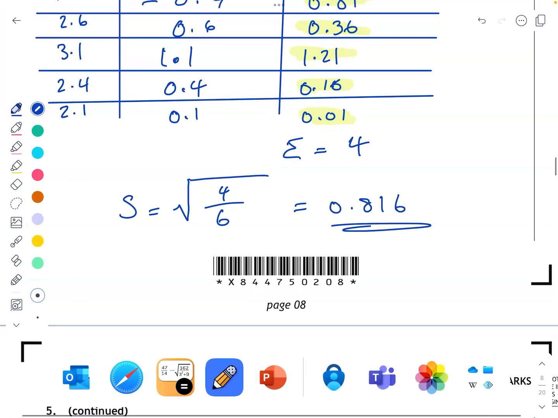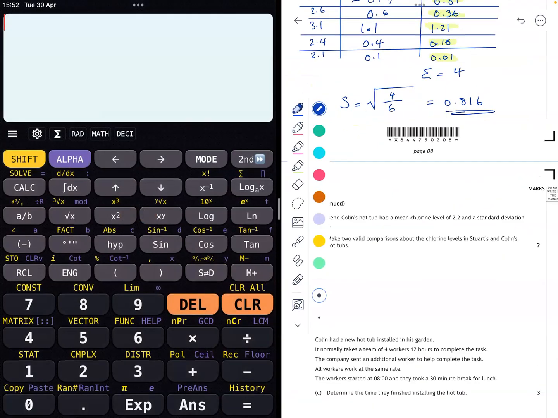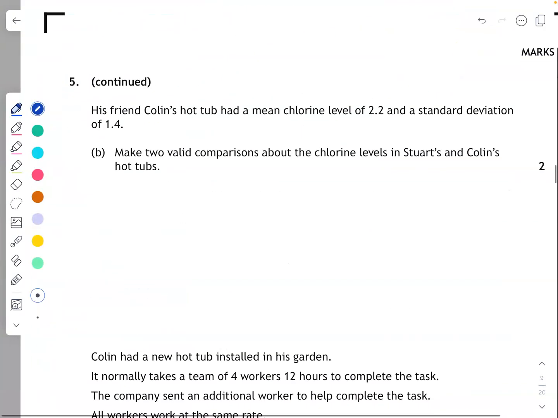Let me just make sure I rounded that correctly. So the square root of 4 divided by 6. Yeah, okay. Just making sure I'd rounded that correctly. Okay. So question 5, part B.